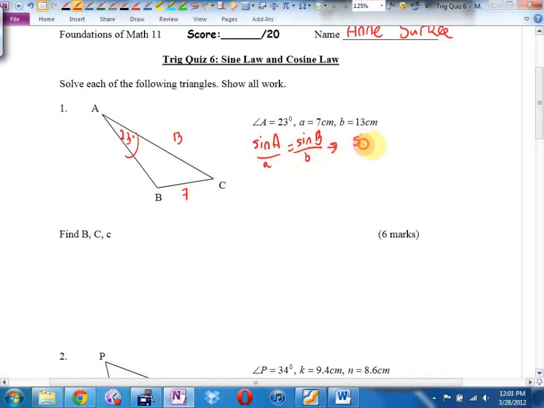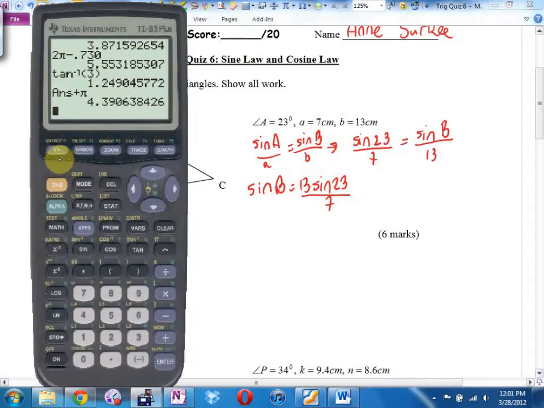It's going to be the sine of 23 over 7 equals the sine of mystery angle I don't know over little b, I do know. Chalice, I'm going to cross multiply. And I think I'll get this: sine of b equals 13 sine 23 over 7. Now here we're finding an angle, Zach, so to find an angle I'm going to end up using the second function button on my calculator. That you've got to memorize for the test, sorry.